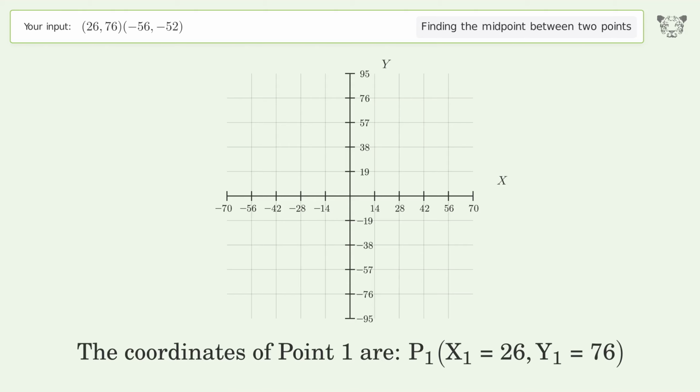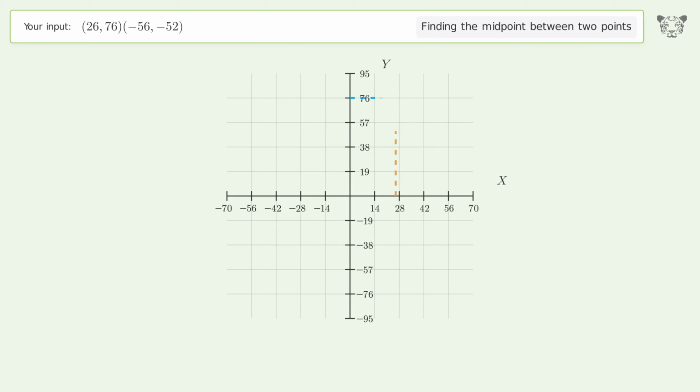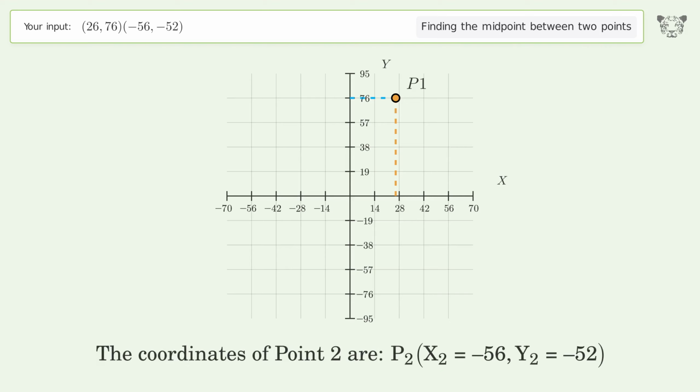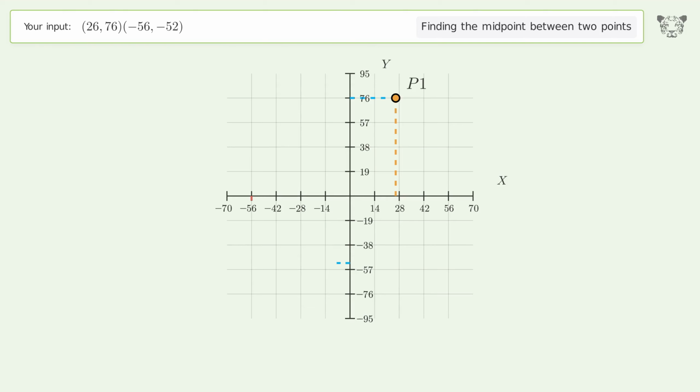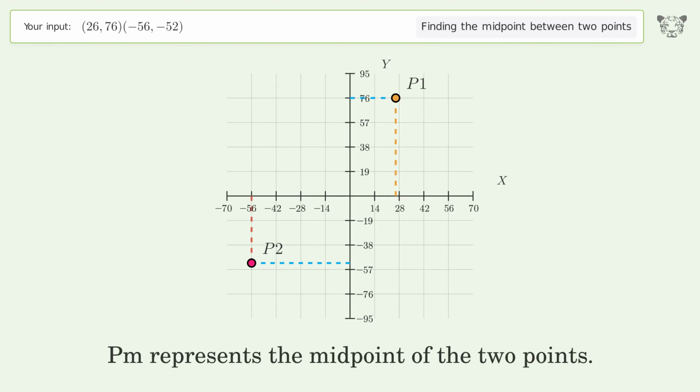The coordinates of point 1 are, x1 equals 26, y1 equals 76. The coordinates of point 2 are, x2 equals negative 56, y2 equals negative 52. PM represents the midpoint of the 2 points.